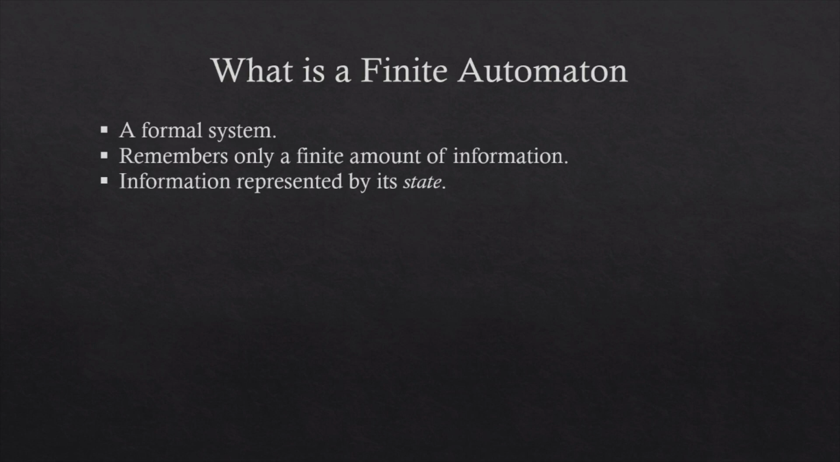A finite automaton is made up of a finite number of states. Each state has a name, and ideally, that name should represent what that state remembers or what it means to be in that state.